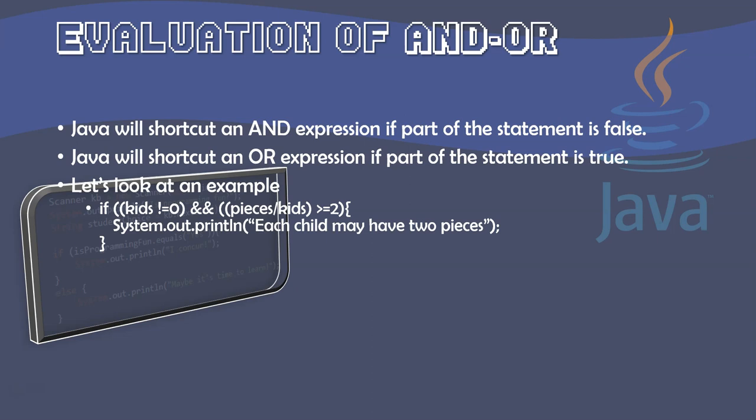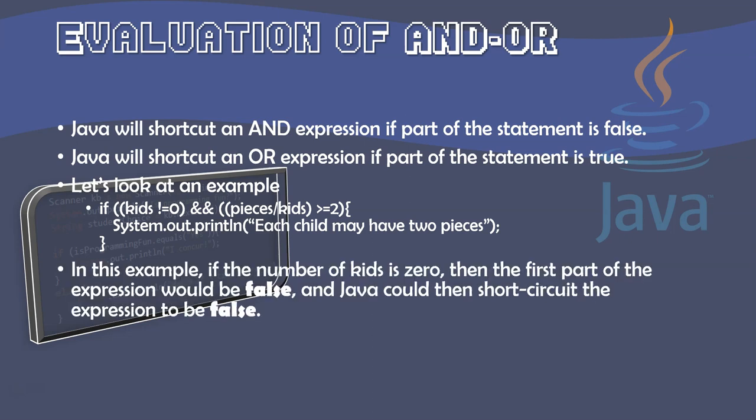divided by kids is greater than or equal to 2. So print line, each child may have 2 pieces. In this expression, the number of kids is 0. So if we say this is 0, then this would be false, which means Java could short circuit this evaluation. You can say this whole expression is false because we have an and here. So this part right here, false. Remember our truth table, we have false, and anything else over here doesn't matter because we already know we have one false. If this was a true, then Java would have to go and evaluate this second part here.